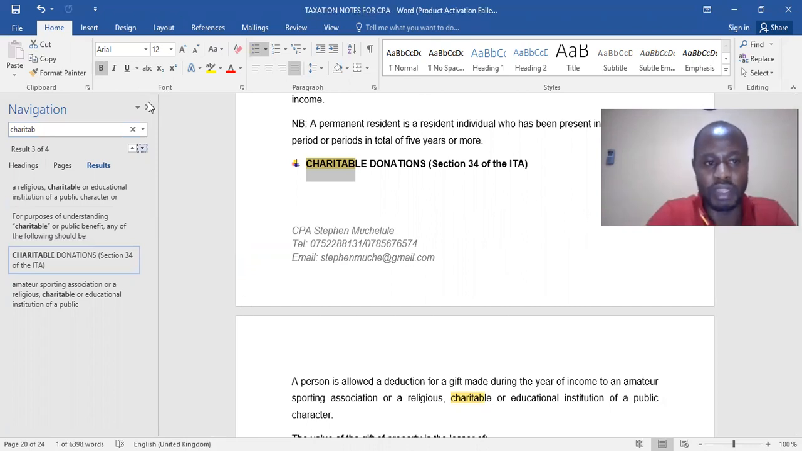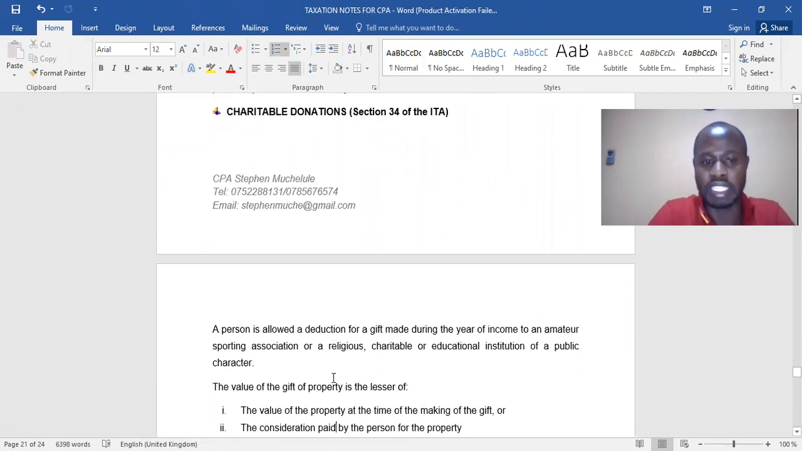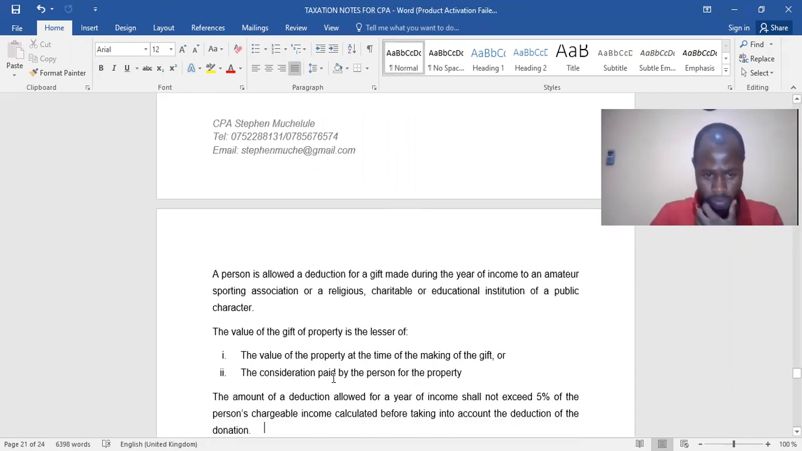So if they have made a donation, it is not necessary that it should be to an exempt organization as such, but you look at this. That means even if a donation is made to an exempt organization, it is not automatic that it is allowable. Some people cram it, like a donation is allowable as long as it is made to an exempt organization. No. It should be made to an amateur sporting association, a religious, charitable, or educational institution of a public character. Period. Nothing else beyond that. So anything beyond that is not allowable.